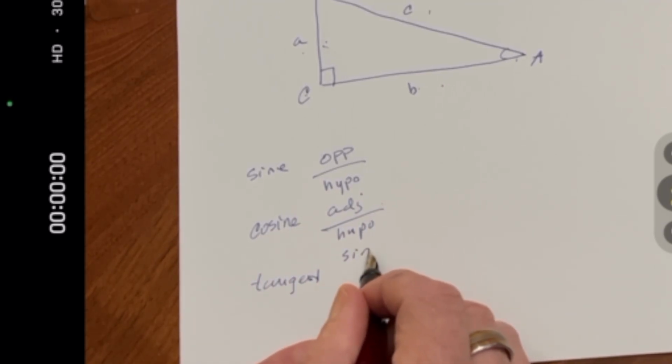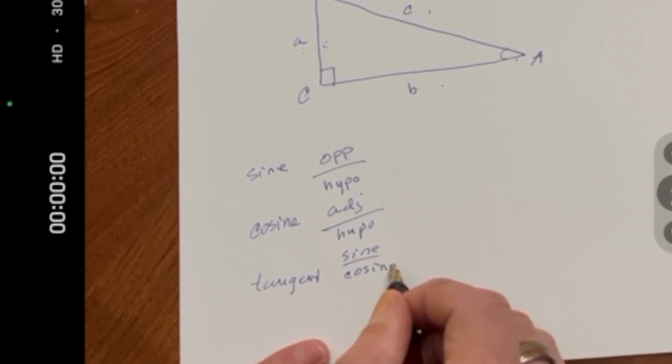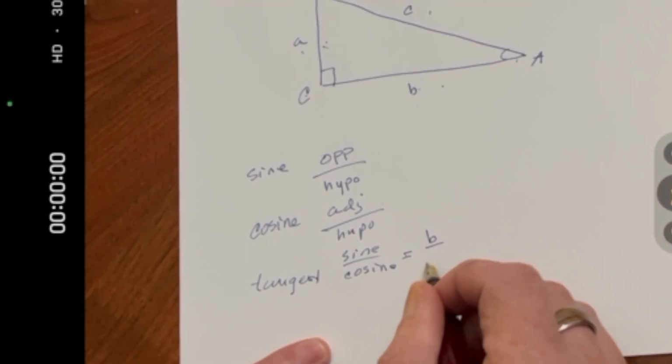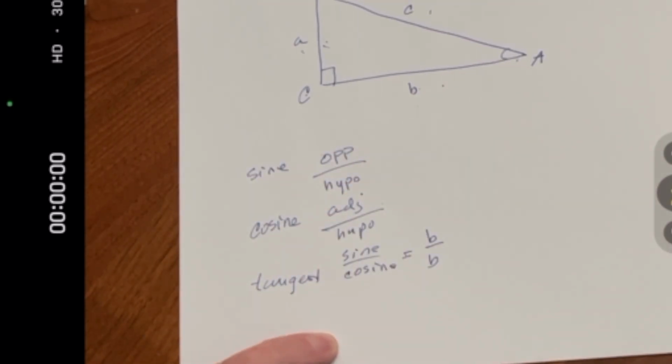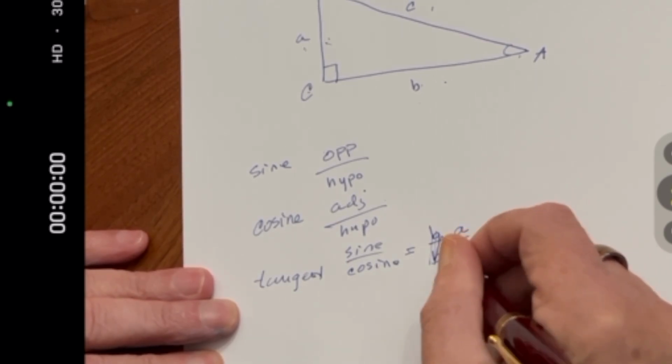The last major trig function that you have is called tangent. And that is the sine over the cosine. And that would equal A over B. So the opposite over the adjacent. A over B. Let's try that again.